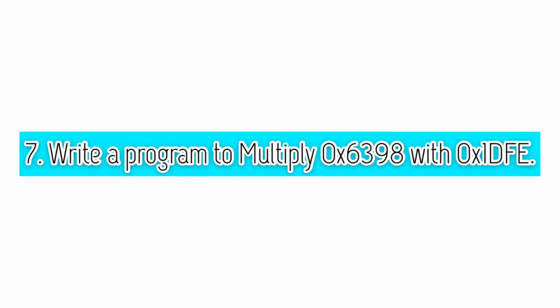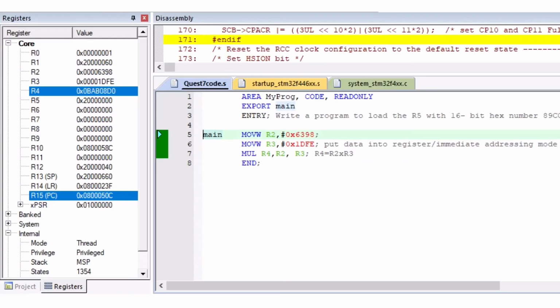Next, the question asks the student to write a program to multiply these two 16-bit hex numbers, which are 6398 and 1DFE. Same as before, the 16-bit hex numbers are moved to the registers by using the MOVW instruction. Hex numbers 6398 and 1DFE are moved into R2 and R3 respectively. Then, for the multiplication operation between R2 and R3, the MUL instruction is used.